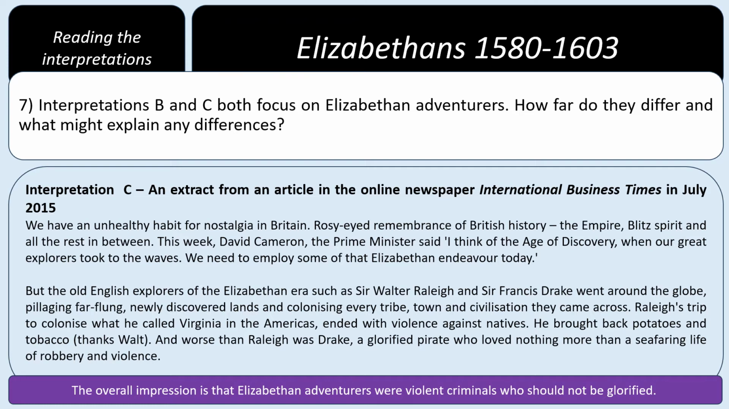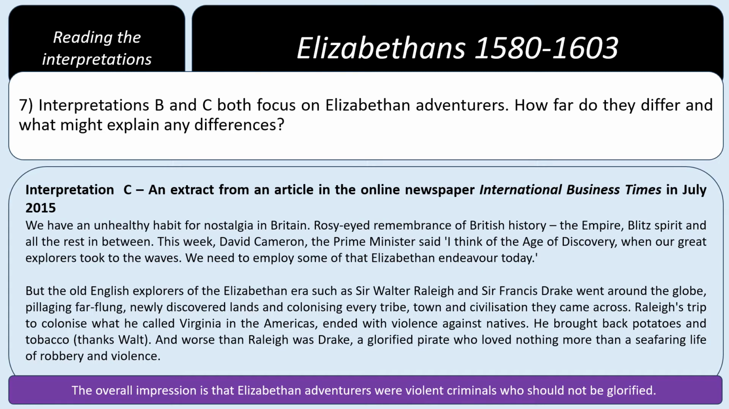This week, David Cameron, the Prime Minister, said, 'I think of the age of discovery when our great explorers took to the waves. We need to employ some of that Elizabethan endeavour today.' But the old English explorers of the Elizabethan era, such as Sir Walter Raleigh and Sir Francis Drake, went around the globe pillaging far-flung, newly discovered lands and colonising every tribe, town and civilization they came across.